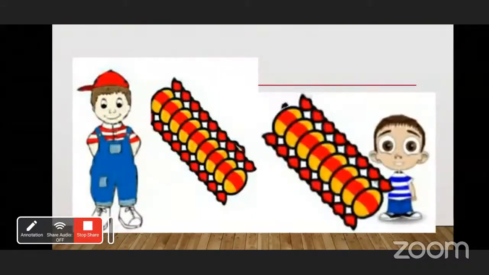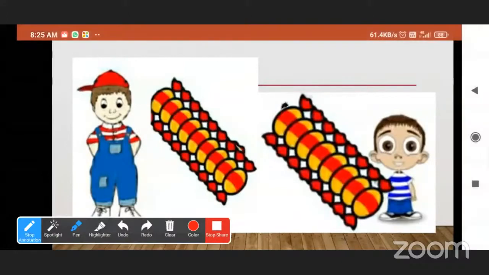So see here, if this is you, the smaller one is you and this one is your elder brother. The right hand side is you and the left hand side is your elder brother.